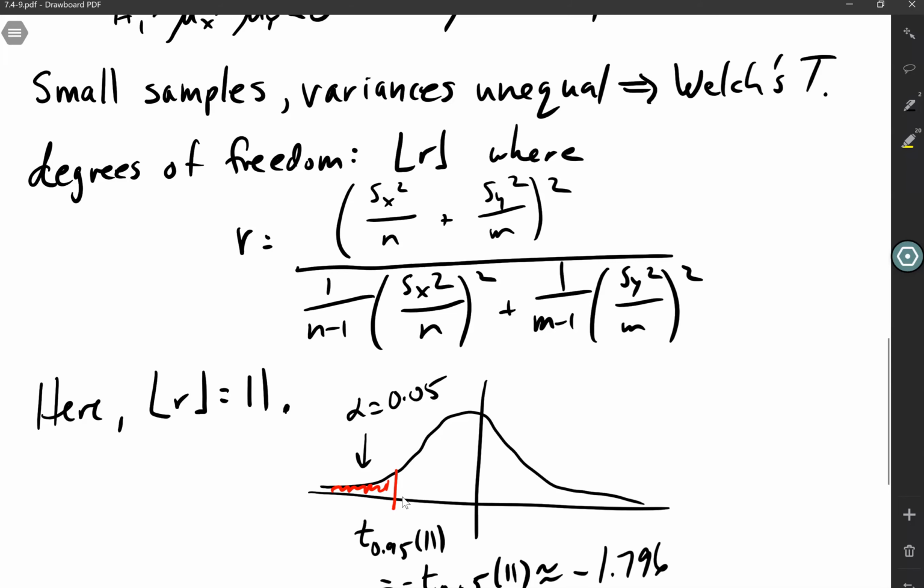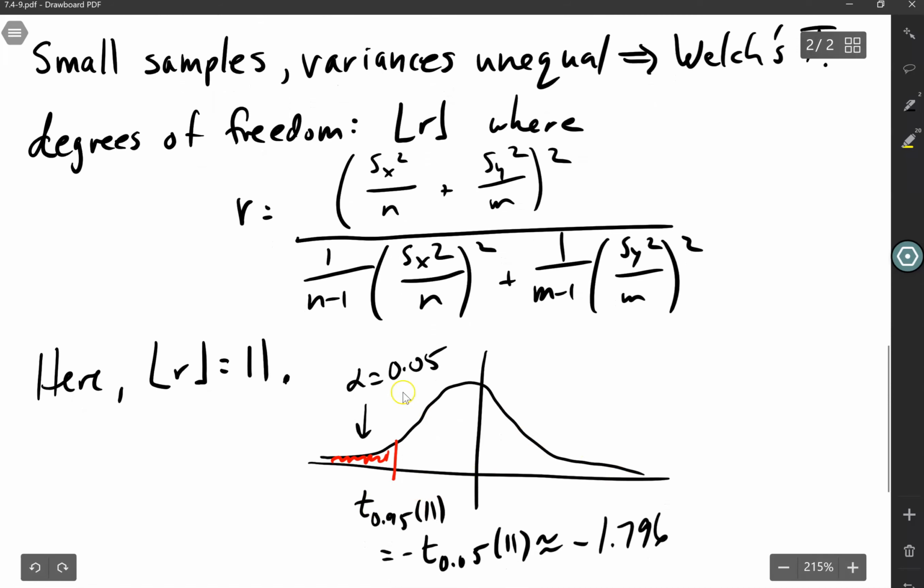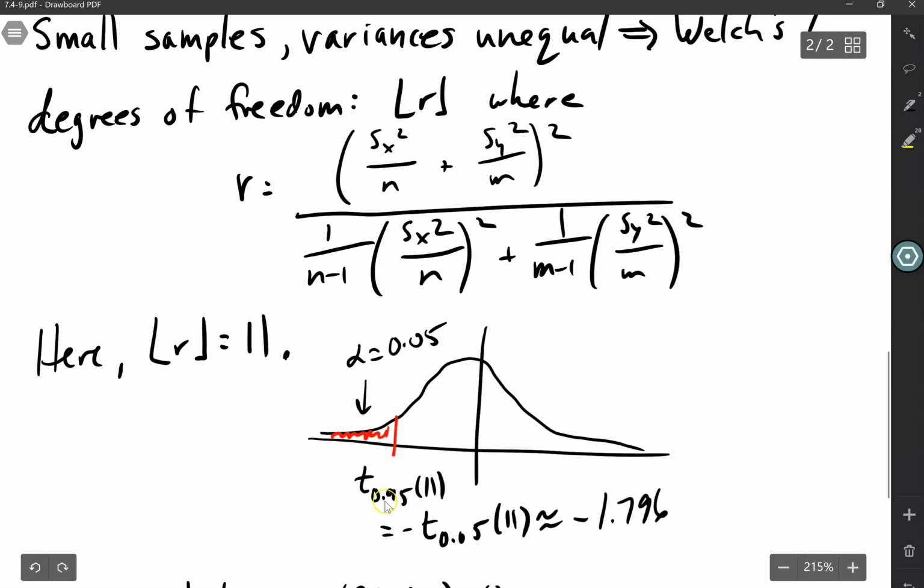Okay. All right, so here's our critical region. Alpha is 0.05. We're going to the left here because we're testing that the mean for X minus the mean for Y is less than 0. The notation, of course, for this value is t sub 0.95 of 11. Remember that the subscript is how much probability is above that point. I know it seems backwards, but that's the idea. However, we also know that since the t distribution is symmetric, independent of my bad drawing, t sub 0.95 of 11 is the same thing as the negative of t sub 0.05 of 11.